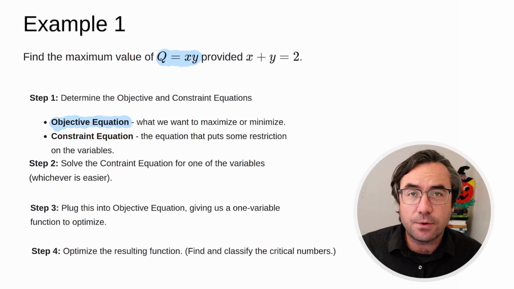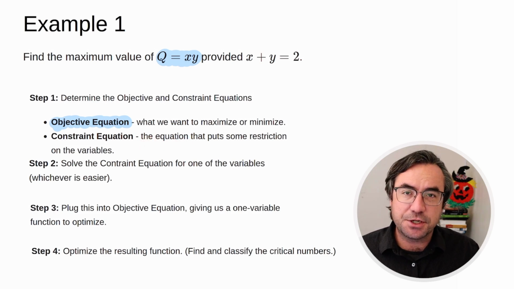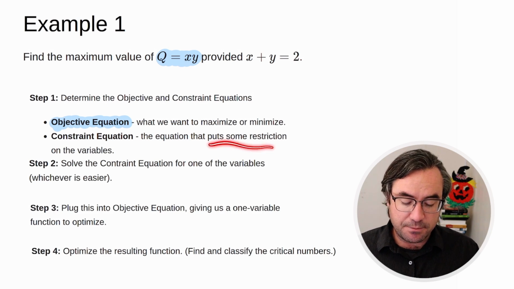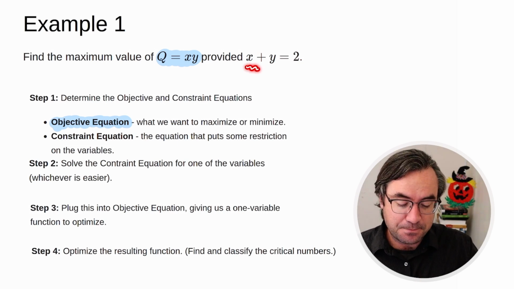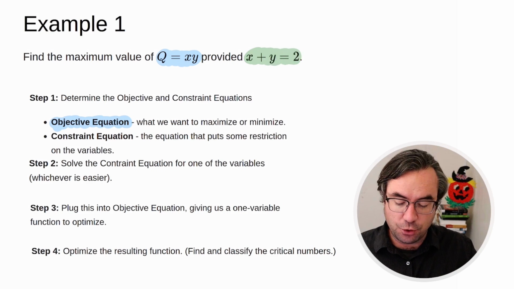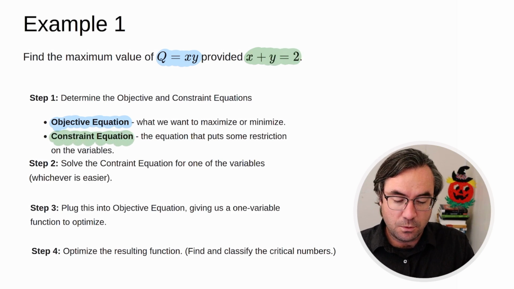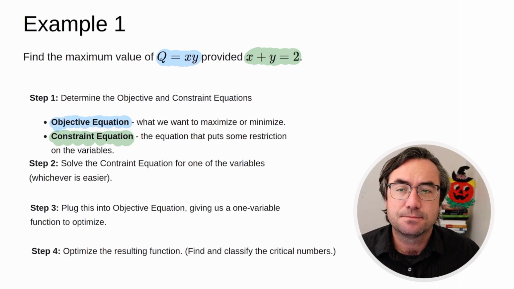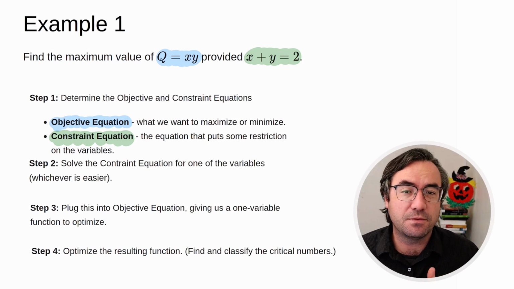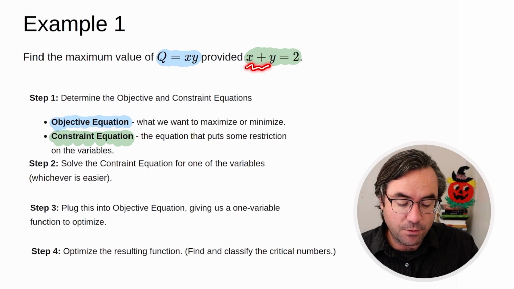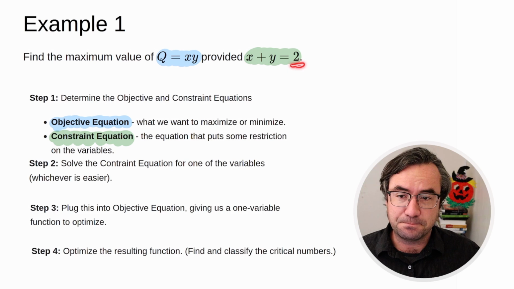And the constraint equation, this is some other information, usually an equation, that puts some additional restriction on what our variables can be. In this case, it's this equation. If we wanted to just maximize that function q, well, the idea would be just make x and y as big as possible. Well, we can't in terms of this problem, because x and y just can't be anything. There's some additional restriction here, some constraint on what these variables x and y can be. Whatever we pick, they have to add up, in this case, to 2.